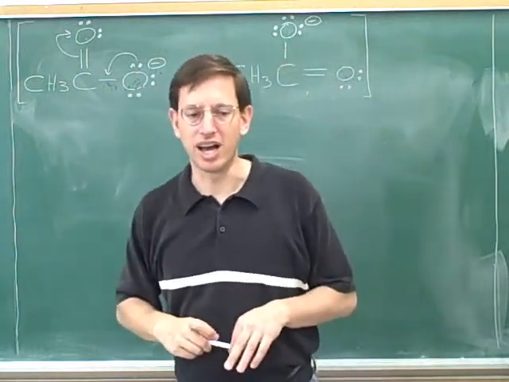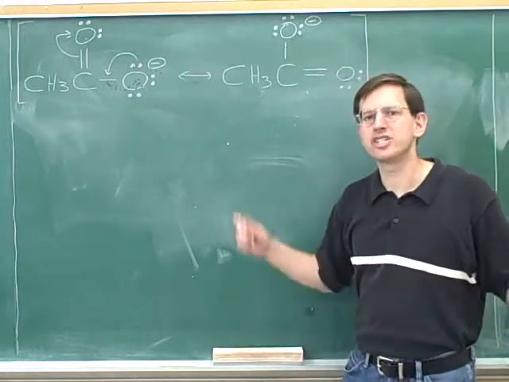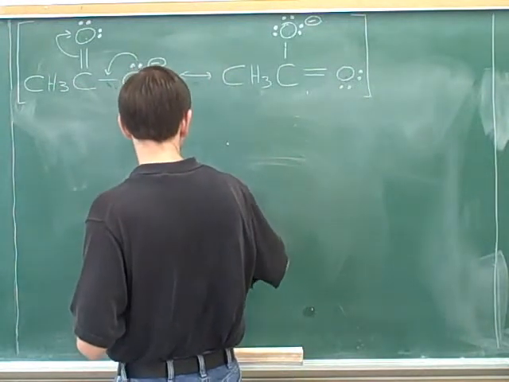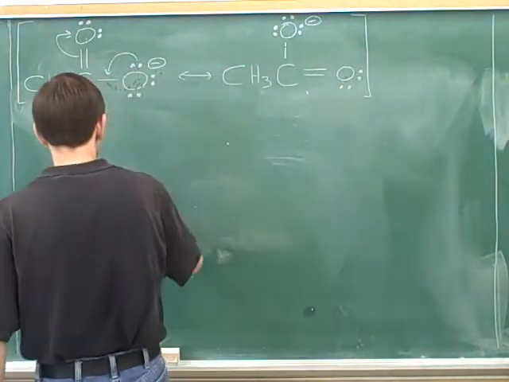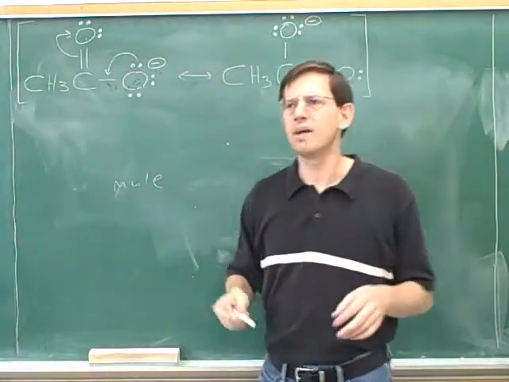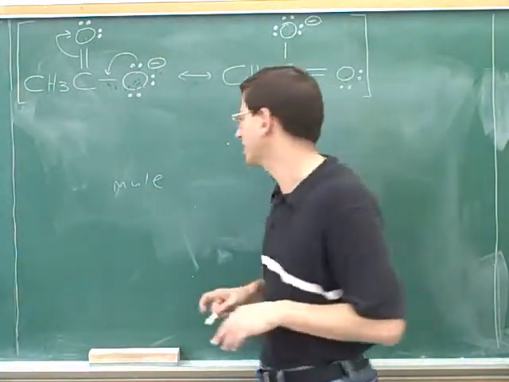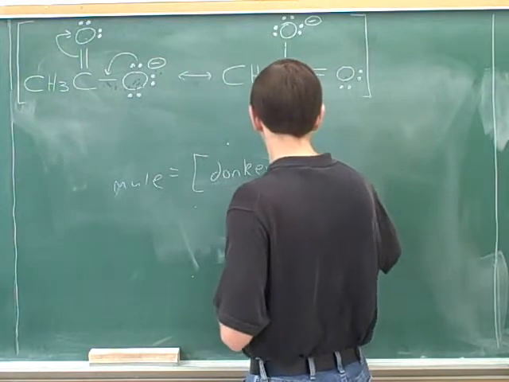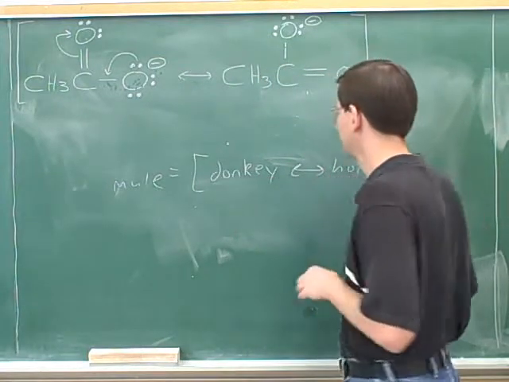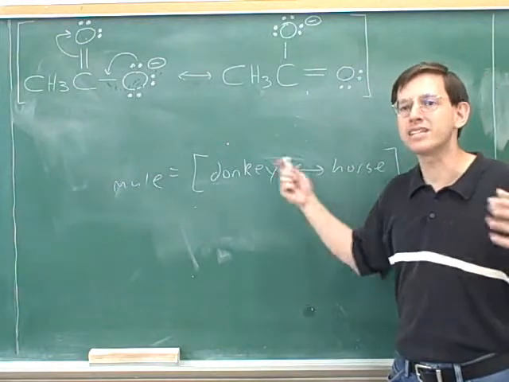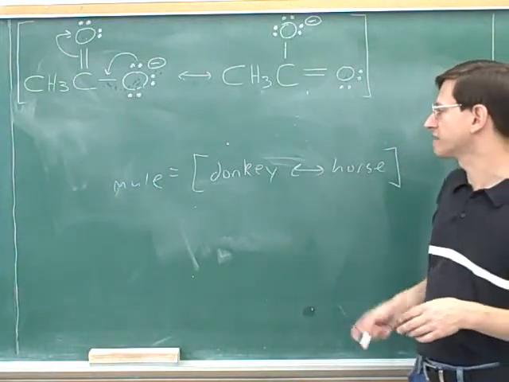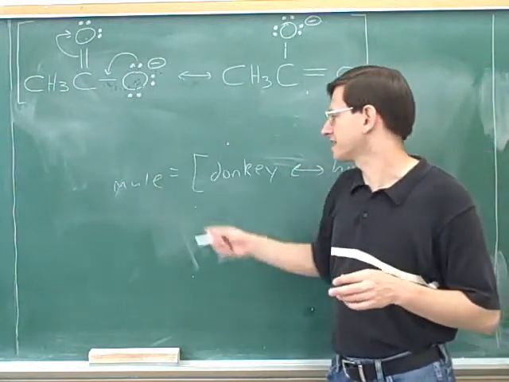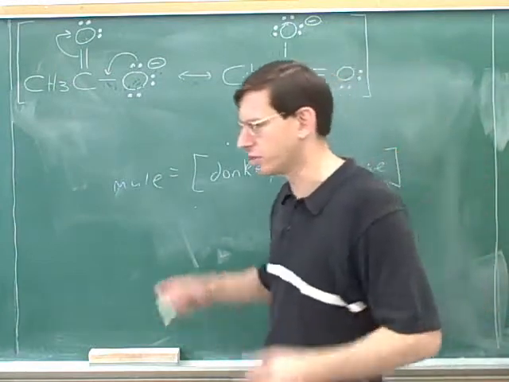Maybe a couple of analogies would help here. One analogy that I've seen used is of mules. Do you know what a mule is? The mule is the offspring of a donkey and a horse. So if a donkey and a horse mate and have offspring, the offspring is not a donkey or a horse, it's known as a mule. So we could kind of think of a mule as a kind of resonance structure of a donkey and a horse. What do I mean by that?